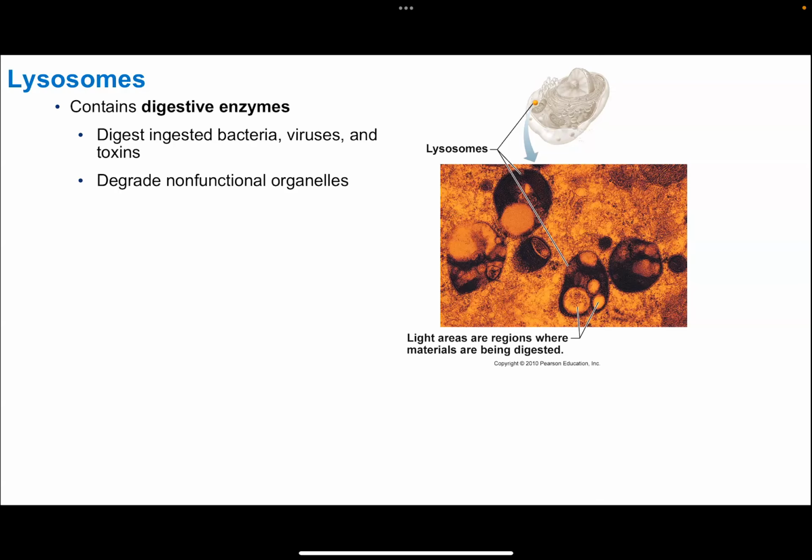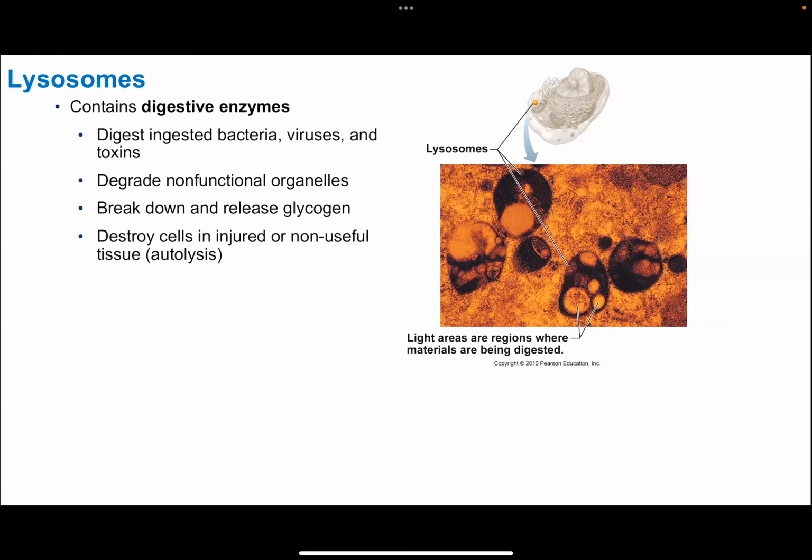Our cells do not last forever. Things do go through the process of degradation and death, and so the lysosomes help break down organelles that are no longer working or are not functioning appropriately or efficiently enough. They also break down and release glycogen, which is our glucose store, so that helps give us free-floating glucose. They also destroy cells that are not useful anymore. That's called autolysis.